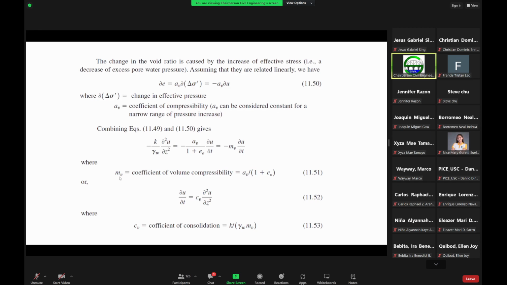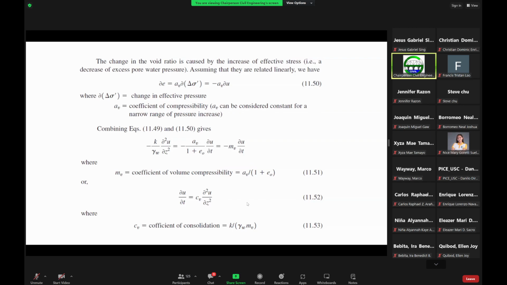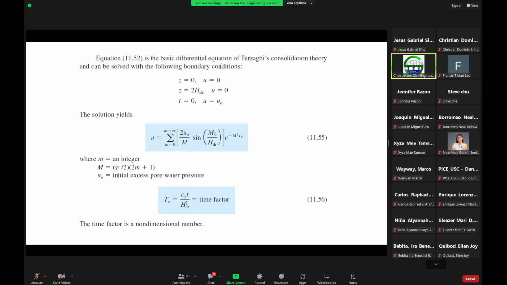A sub V, M sub V, and C sub V are what we call the consolidation parameters, which we can derive when we do consolidation tests in the laboratory. In the lab, we can also determine the initial void ratio. So this equation 11.52 is what we call the basic differential equation of Terzaghi's consolidation theory, which can be solved with the following boundary conditions.